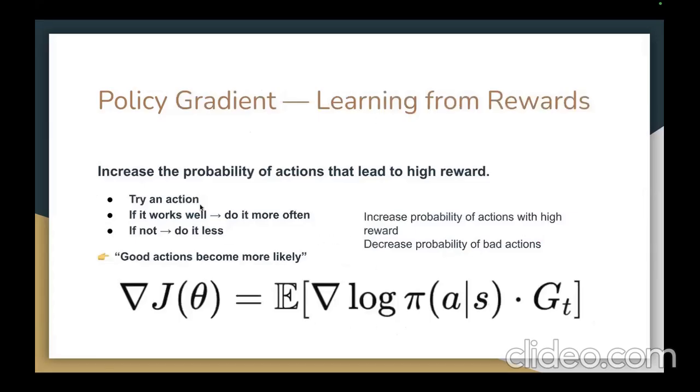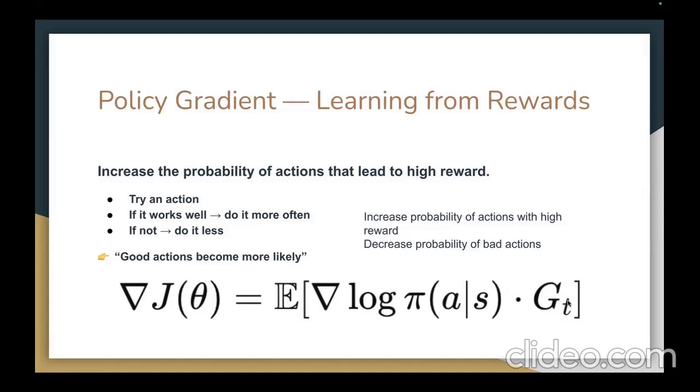Now let's look at another equation. Don't be scared again. The idea is actually very simple. We wish to increase the probability of actions that lead to higher reward. This lower triangle basically is the gradient step. The loss function is this term, the G_t times log pi a given s. The idea is that we want to increase the probability of what we call the good actions.